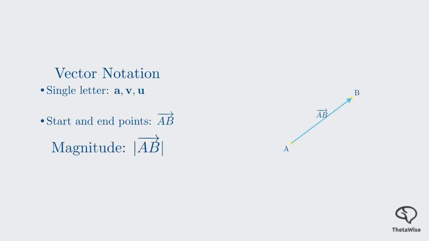The magnitude of a vector, which is just its length, is denoted using vertical bars. So, the magnitude of vector AB is written as the absolute value of AB. This signifies the length of the arrow. A special case is the position vector. When a vector's origin is the origin of a coordinate system, typically denoted as O, and its termination is a point P, it's called the position vector of P.